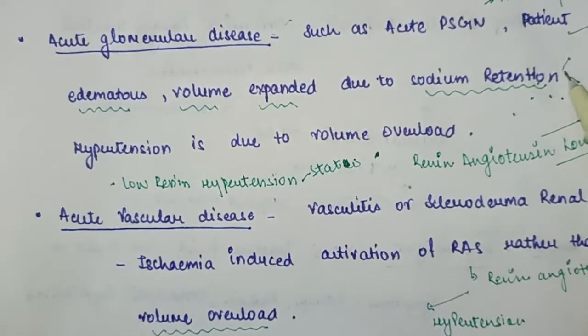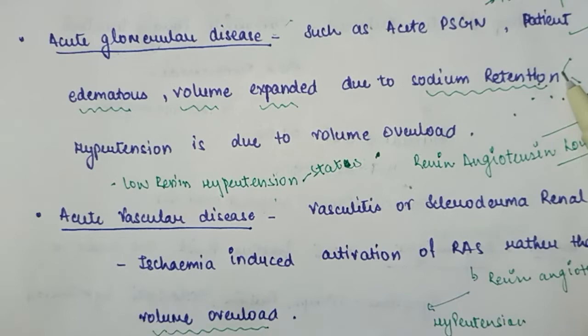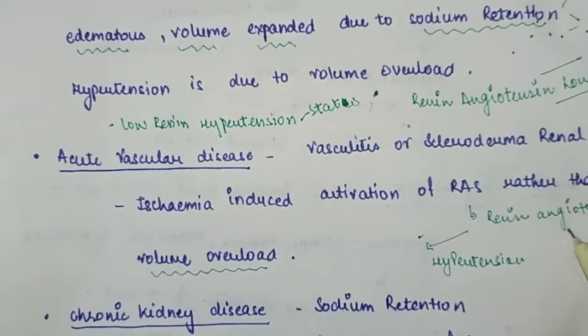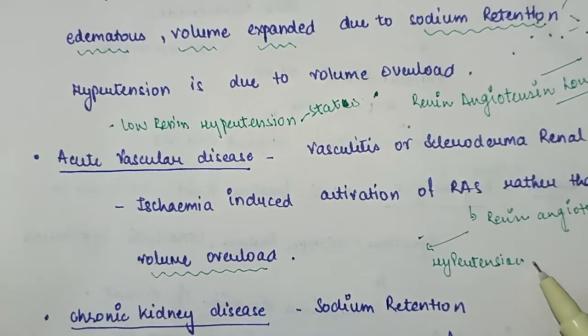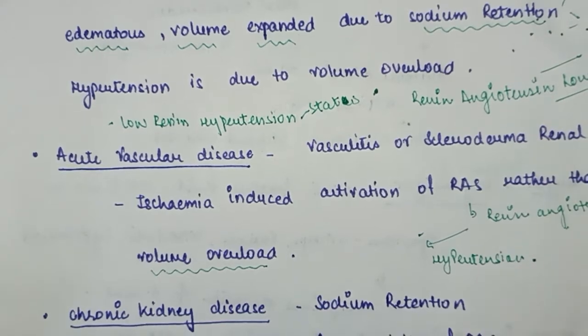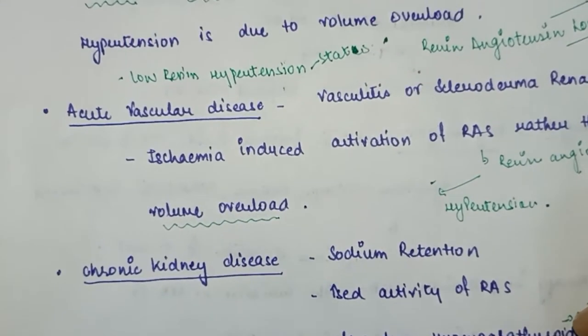So in acute glomerular diseases, hypertension is mainly due to volume overload, and in acute vascular diseases, hypertension is mainly due to RAS activation. So we have different pathophysiology of both these diseases, and we have different treatment options depending upon the pathophysiology. Now coming to chronic kidney disease.